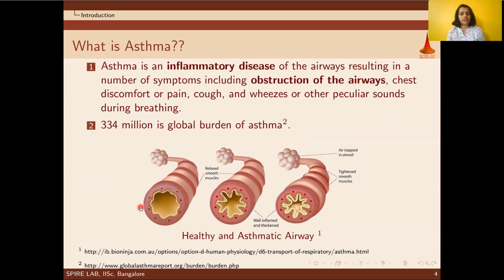Asthma is an inflammatory disease of the airways which causes coughing, chest tightness, difficulty breathing, wheezing, and other peculiar sounds during breathing. As you can see here, this is the airway of a healthy person. This is how the airway looks in an asthmatic person, and this is how the airway becomes during an asthma attack. As you can see, the airway has become very narrow because of inflammation and mucus secretion. The impact of asthma is huge, as it affects around 334 million people around the world.